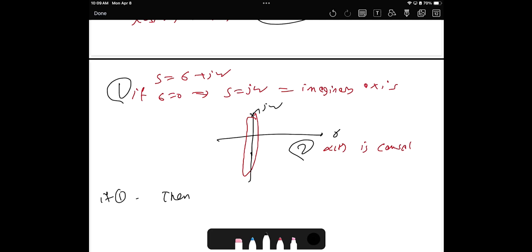If these two conditions are met, number one, sigma equal to 0, and number two, x of t is causal, then we can say x of omega, which is the Fourier transform, is a special case of Laplace transform. Okay? So we have 1 and 2. The first thing is we need to make sure it's causal, and in real life all the systems are causal. Then the second thing, keep in mind the sigma or real part will be 0.